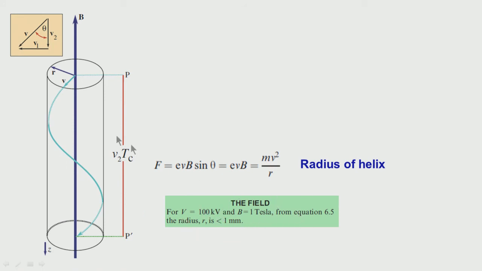If you look at the field which we apply, 1 Tesla, this radius turns out to be less than 1 millimeter in most microscopes. That means that the beam is very close to the optic axis.